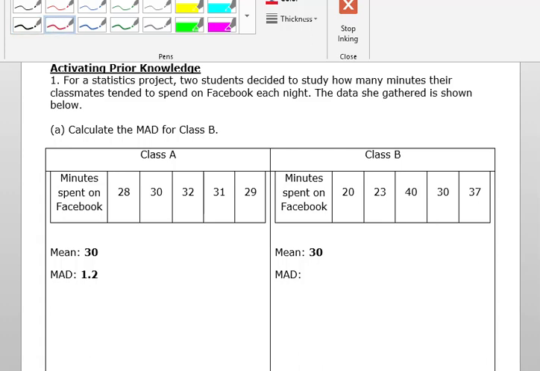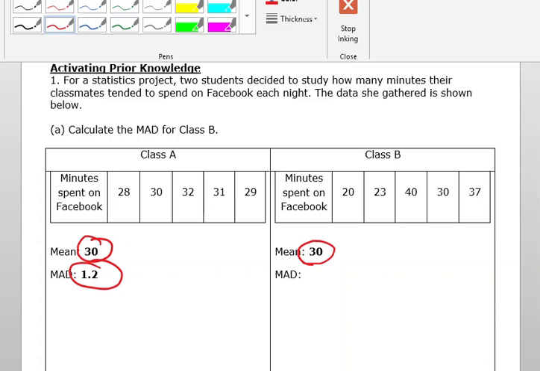For a statistics project, 2 students decided to study how many minutes their classmates tended to spend on Facebook each night. The data she gathered is shown below. Calculate the MAD for class B. Okay, so we're given for class A a mean of 30 and a mean absolute deviation of 1.2. We're also given a mean of 30 for class B, and we're to calculate the mean absolute deviation on our own.